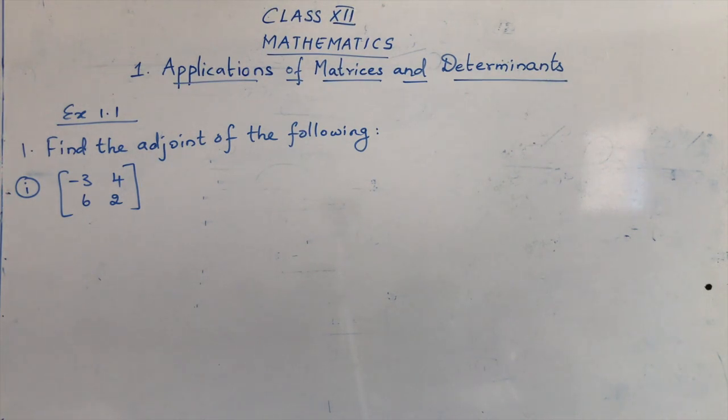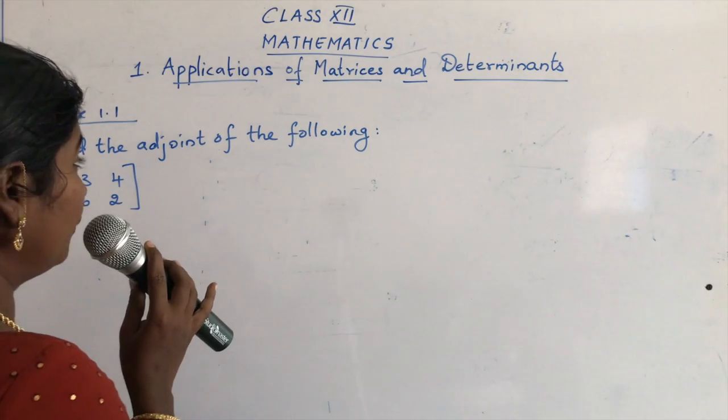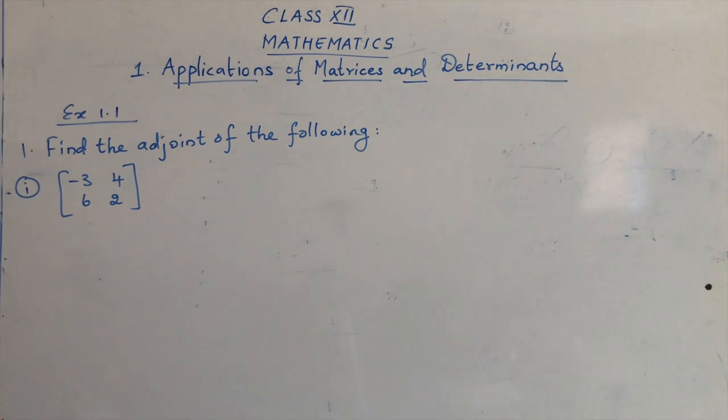Today, we are going to start our mathematics class. In that, we are going to see our first unit, that is applications of matrices and determinants. Under that chapter, we are going to see exercise 1.1. Let's go for the first question, that is, find the adjoint of the following.